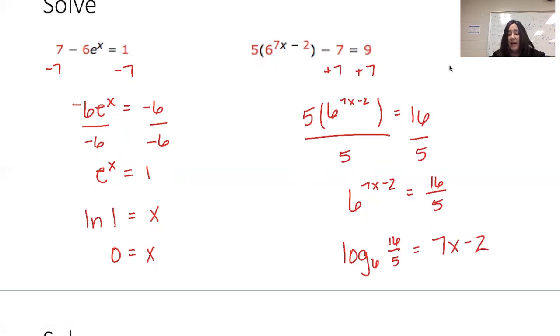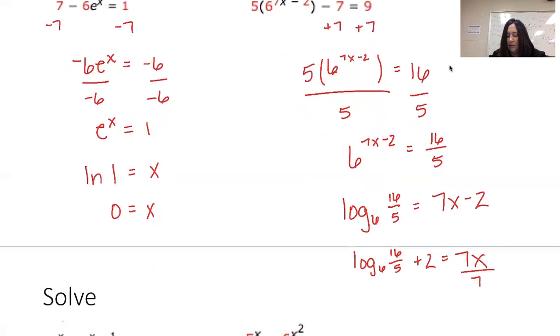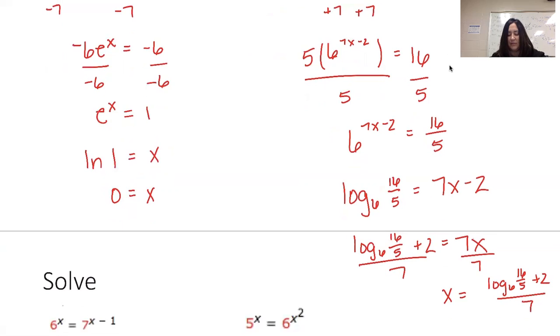We have to solve for x. So we're going to add 2 to the other side. We'd have log base 6 of 16 over 5 plus 2 equals 7x. Divide both sides by 7. And we would have x equals log base 6 of 16 over 5 plus 2, all over 7. Again, this is an exact solution. Plug it in your calculator to get the approximate solution.